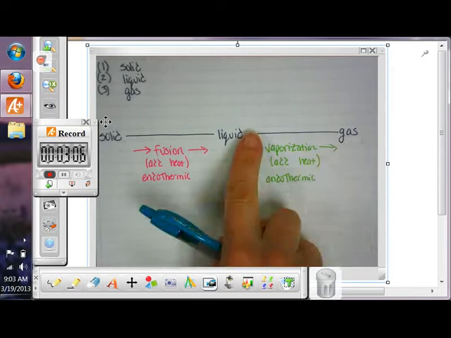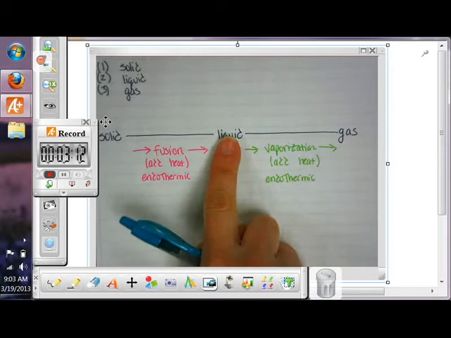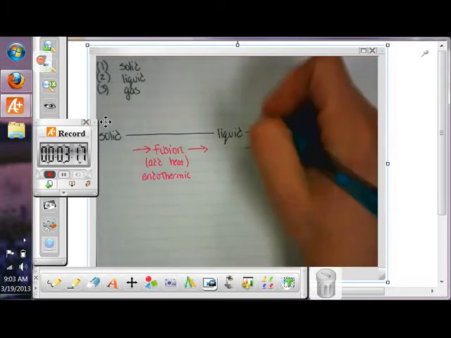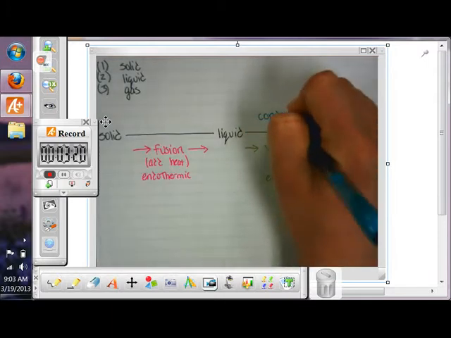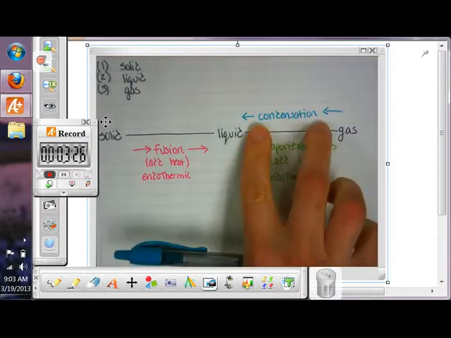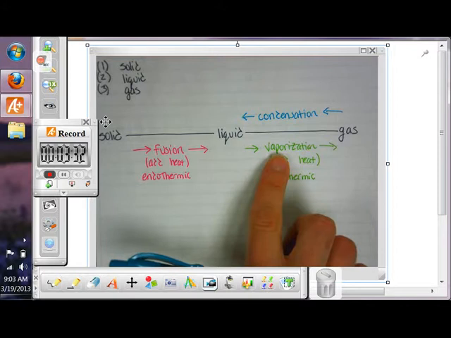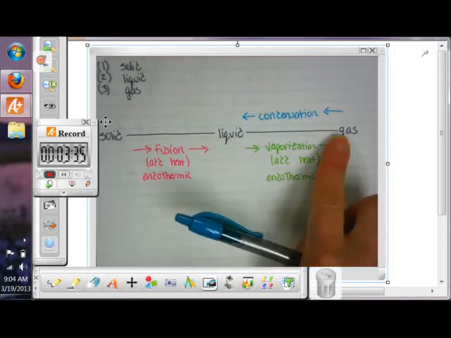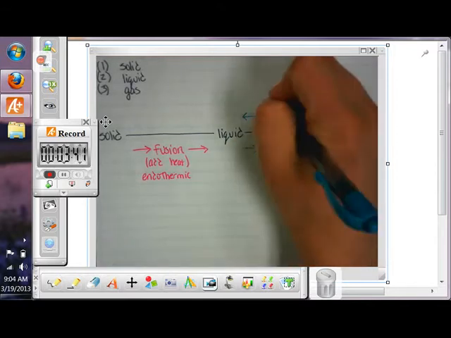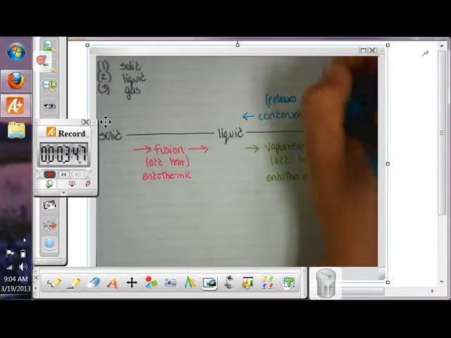Let's say we want to go from a gas down to a liquid. To go from a gas to a liquid, for example, taking water vapor and it turning into liquid water, that is called condensation. And notice I'm designating my arrows. And this condensation is the opposite of vaporization. So notice to go from a liquid to a gas, you had to add heat. Now to go reverse from a gas to a liquid, it releases heat. And that is therefore exothermic.